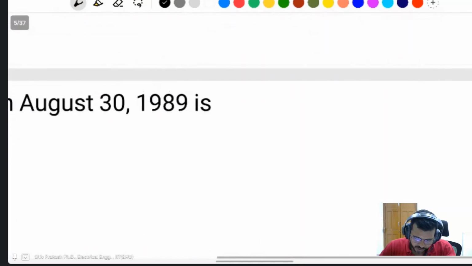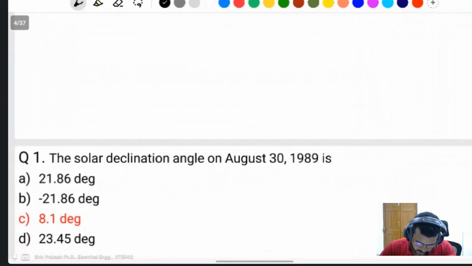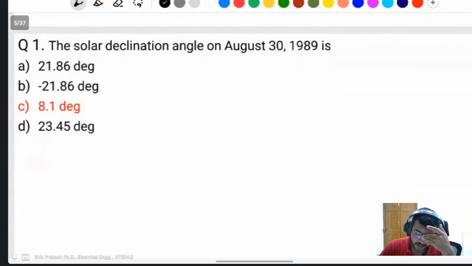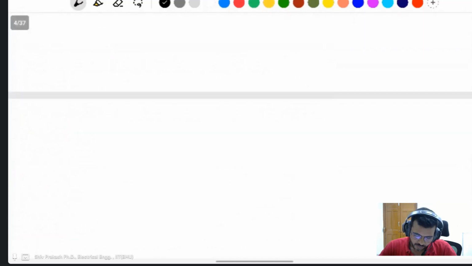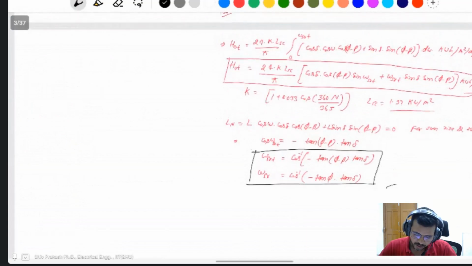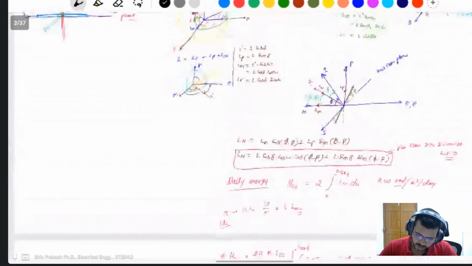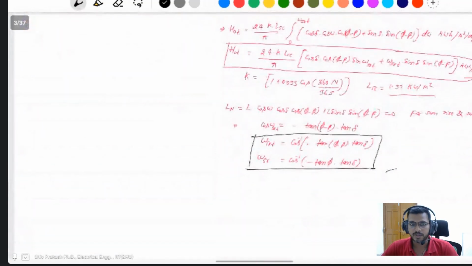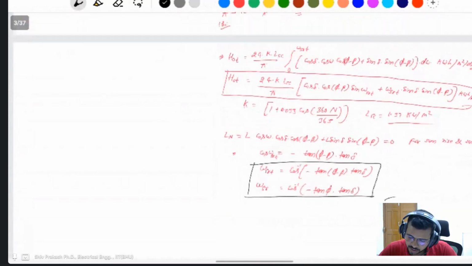Let's start the questions. The solar declination angle on August 30, 1989. I am doing this derivation because of the question. Some of the questions ask related to this one.